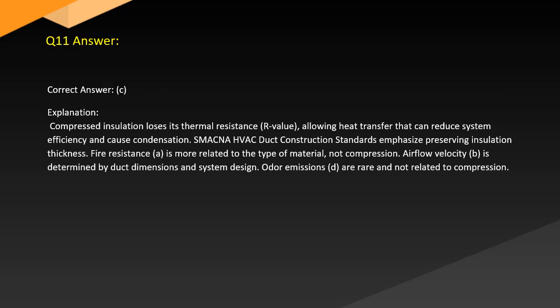Answer. Correct answer: C. Explanation. Compressed insulation loses its thermal resistance, or R-value, allowing heat transfer that can reduce system efficiency and cause condensation. SMACNA HVAC duct construction standards emphasize preserving insulation thickness. Fire resistance, A, is more related to the type of material, not compression. Airflow velocity, B, is determined by duct dimensions and system design. Odor emissions, D, are rare and not related to compression.